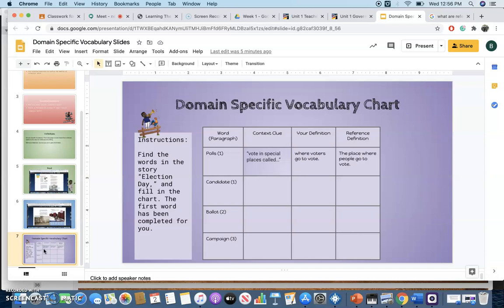I mean, it's that simple. I just read it. I saw it. I read it. I knew it. I'm a strong third grader, right? If I'm you. If I'm me, I'm a strong teacher. And I know that that's the definition. And then I look up the reference definition, which says the place where people go to vote. Okay?